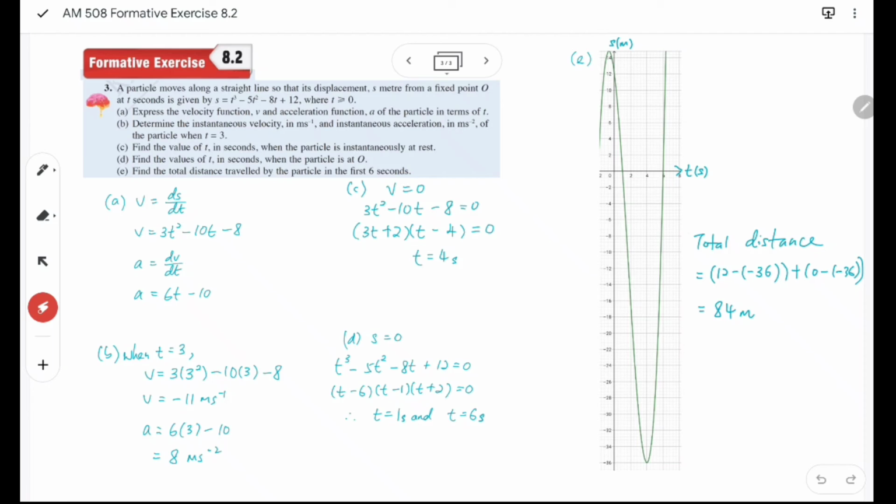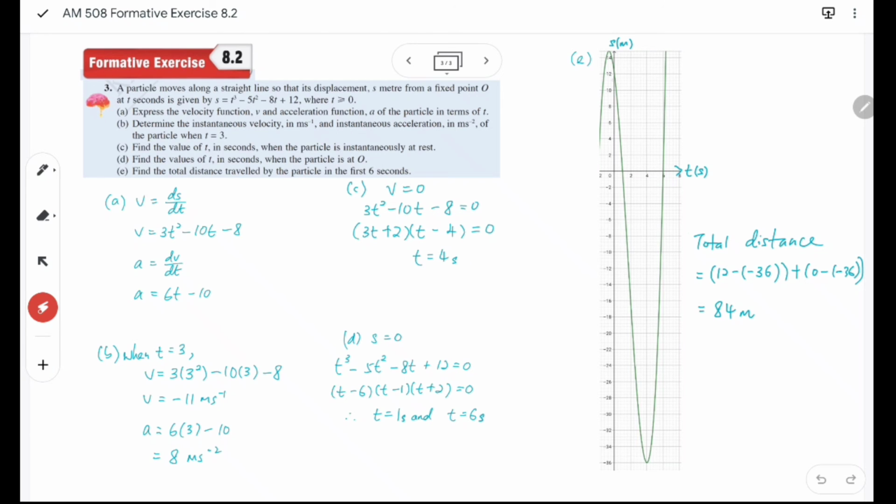E. Find the total distance traveled by the particle in the first 6 seconds. Since this is a cubic graph, I use GeoGebra to sketch the graph. Alright, for the interval when t equals 0 to 6. When t equals 0, I find my displacement is 12. And the minimum displacement is negative 36. It happens at t equals 4.